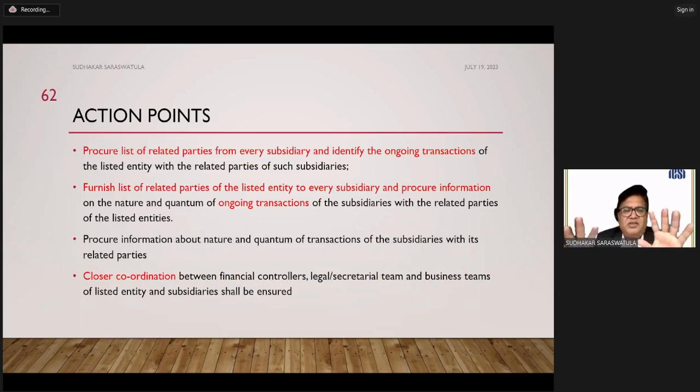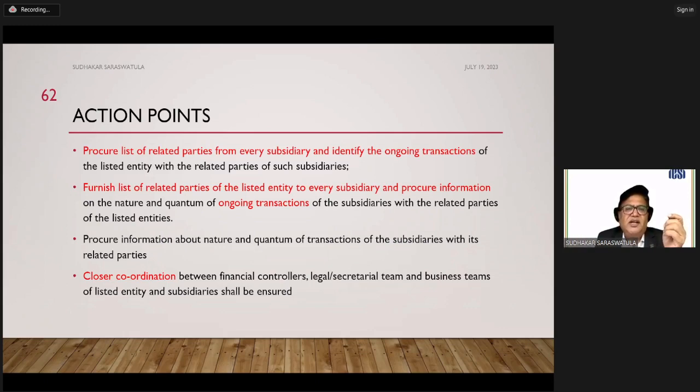Now, if I see the action points, just to summarize the whole thing: procure the list of related parties from every subsidiary and identify the ongoing transactions of the listed entity with the related parties of such subsidiaries. Of course, these action points applied from 1st April 22 itself, and maybe some transactions from 1st April 23 also. But one thing is definitely clear, even for the future: related party lists are to be prepared at the global level, that is, at the holding company level, covering its related parties and its subsidiaries' related parties. Because every related party is a related party to others also, one has to be very clear that sharing of information on the relationships between each other is very, very important.